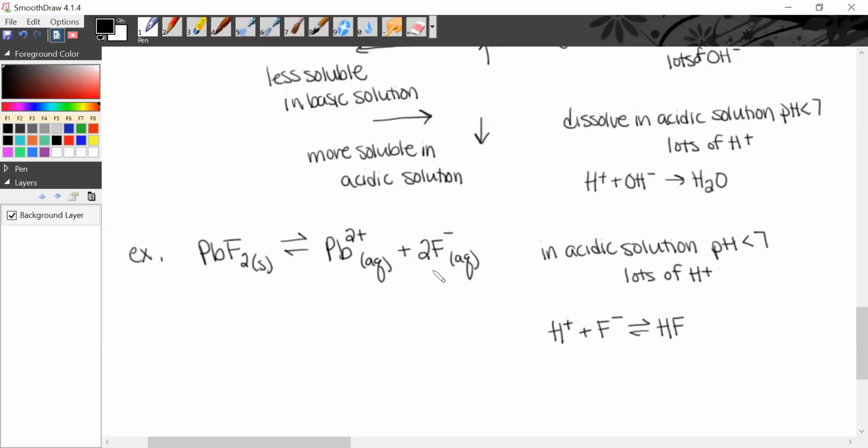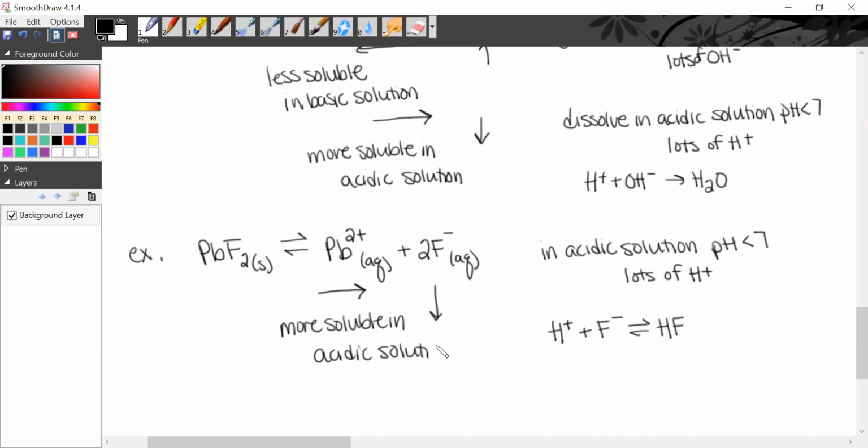So if you have one of these conjugate bases that's reactive enough to react with the H+, you're going to lose concentration of F− because it's going to do this reaction over here. And so this is going to shift to the right again, just like it did up here. Up here, it was obvious because you're like, oh yeah, H+ and OH− makes water. But it's also possible that you can get something to be more soluble in acidic solution, not because you're making water, but because you're making weak acid. All right, so this is another example of more soluble in acidic solution.